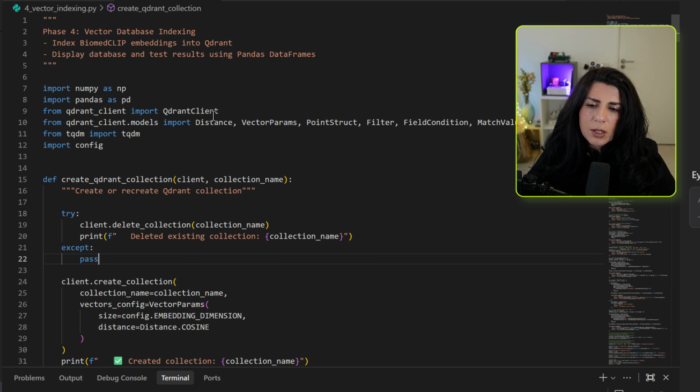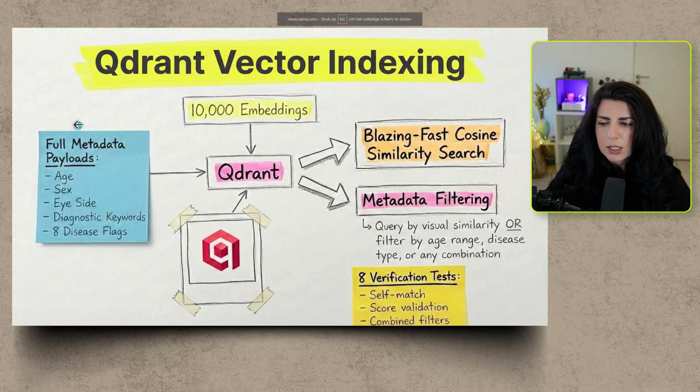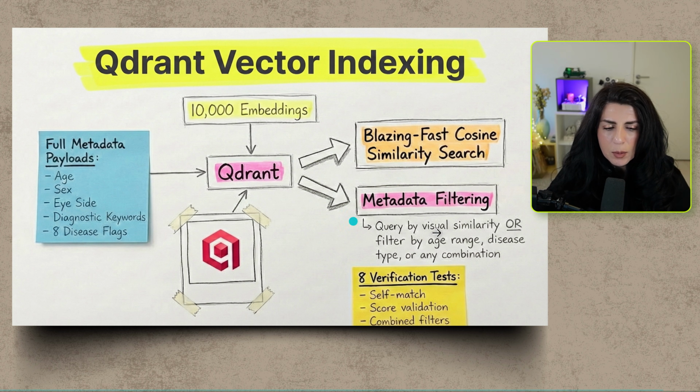For our vector database, as I said, we are going to use Qdrant. Mostly I use FAISS or ChromaDB, but for images, Qdrant is a very good choice. So our plan for Qdrant vector indexing is that we've got all of this metadata. We're going to put everything in our Qdrant. We're going to use cosine similarity, and then we're going to use metadata filtering. I'm going to show all of these to you.